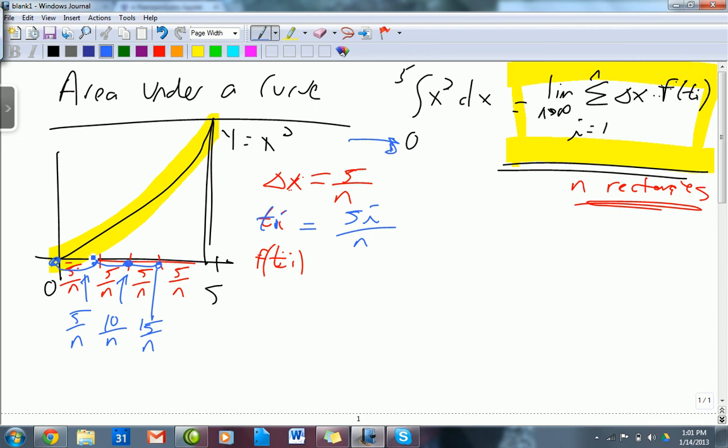Regardless, those tags, if you recall, get thrown into the function to determine the heights, right? So 5 over n gets squared, that's my height. 10 over n gets squared, that's my height.